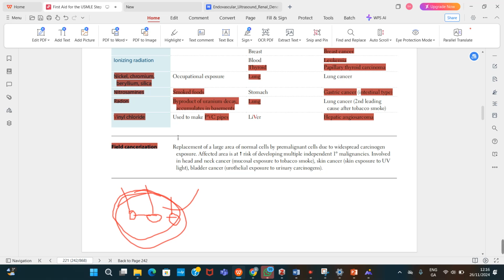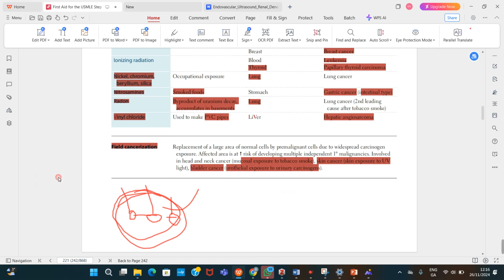Don't ever pick it. So people that have oropharyngeal cancer, which is a form of head and neck cancer, following smoking, can develop numerous cancers from field cancerization, skin cancer too from UV light, as well as uroepithelial carcinoma from the bladder. So don't forget bladder cancer, very common in people that smoke.